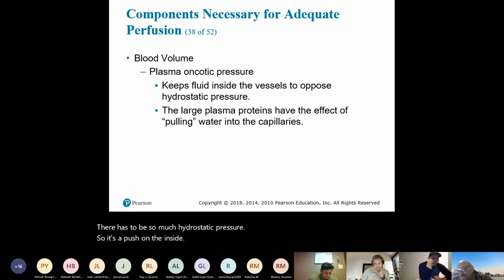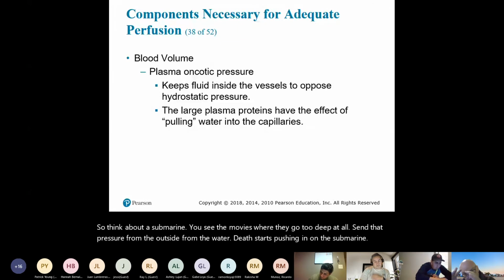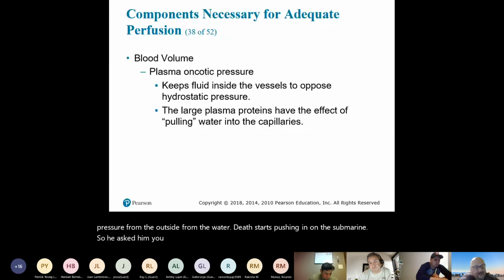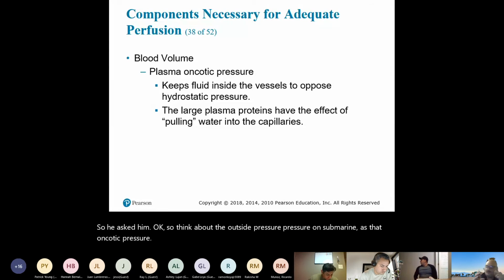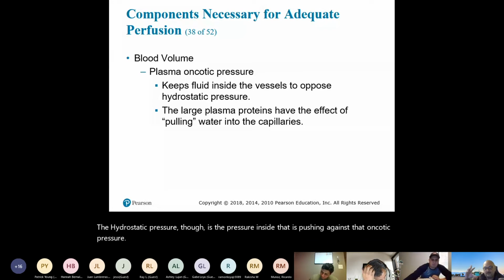But there's also oncotic pressure, and that oncotic pressure is on the outside. So think about a submarine. You see the movies where they go too deep and all of a sudden that pressure from the outside, from the water depth, starts pushing in on the submarine? Some of you yes, some of you no. Okay. Yes. So think about the outside pressure on that submarine as that oncotic pressure. The hydrostatic pressure, though, is the pressure inside that is pushing against that oncotic pressure. Does it make sense?